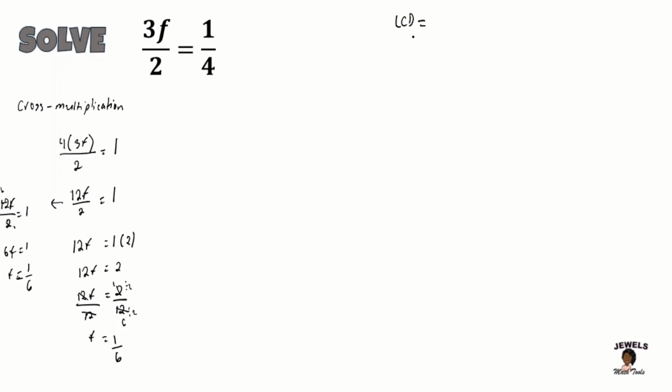Now in looking at our LCD, my LCD for 2 and 4 is going to be 4. Now with the LCD method, that means I'm going to be changing my fractions to their equivalent form where 4 is the denominator. Since the right hand side of my equation already has a denominator of 4, I'm going to put that 1 back since I won't be doing any changes to that number. Now with my 3f over 2, I'm going to have to change that fraction to its equivalent form where 4 is the denominator.